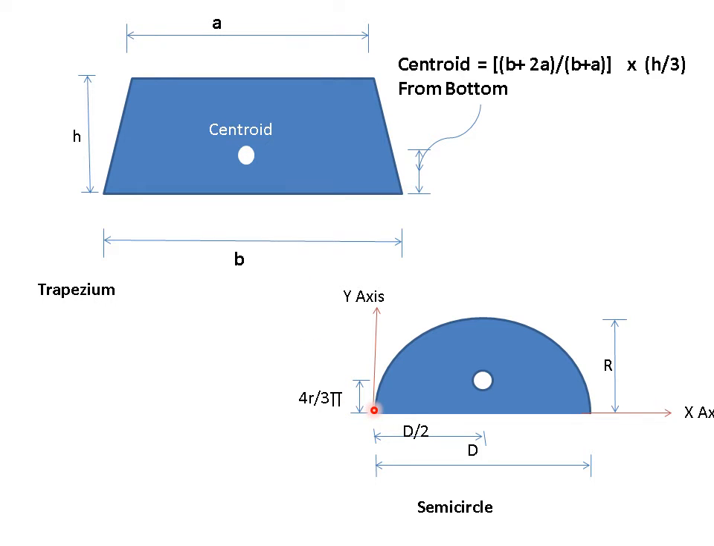Next diagram is semicircle. In semicircle, this is the base, nothing but diameter of the circle. Half of it is d by 2, that is nothing but radius. So this is also radius and this distance is also radius. Along x-axis the centroid will be at d by 2, but in y direction it will be at a distance 4r divided by 3 pi. So here you have to remember, for semicircle, from the base it lies at 4r by 3 pi in perpendicular direction.